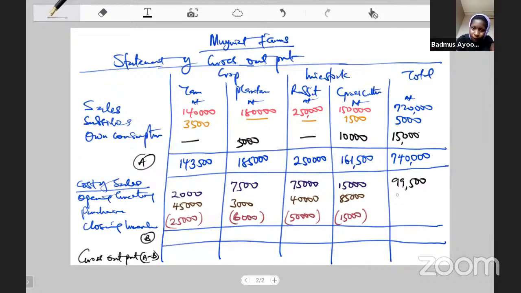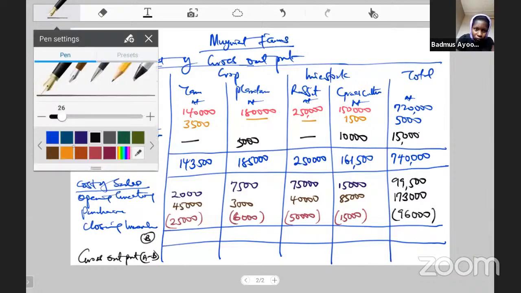170,000. 173,000. Okay, what's for our closing inventory? 96,000. Okay, so in that case, we can now fill in all our gaps. So you can see how the question is very simple.